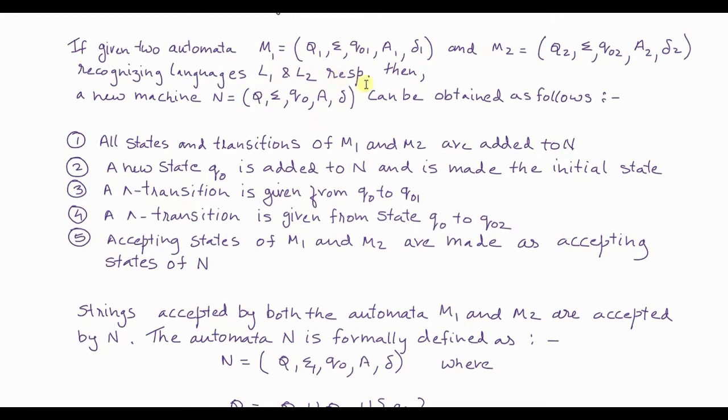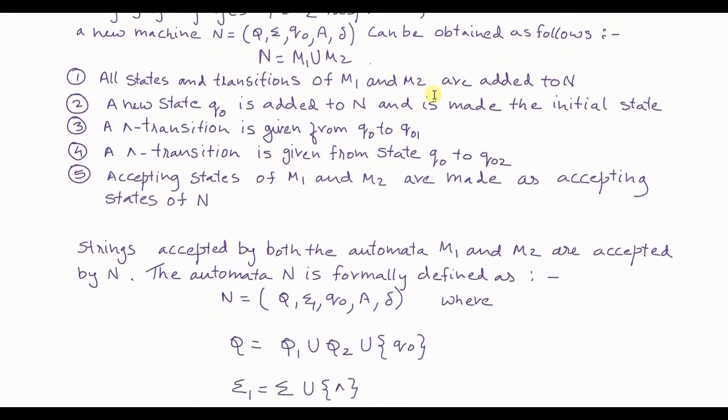Okay, so we have assumed that M1 and M2 are two automatas that recognize the languages L1 and L2. Then a new machine capital N, which is Q, sigma, Q0, A, del, is a result of the union of the two languages, such that this N is basically M1 union M2. This N can be obtained as follows, and this is the set of procedure that we are going to follow.